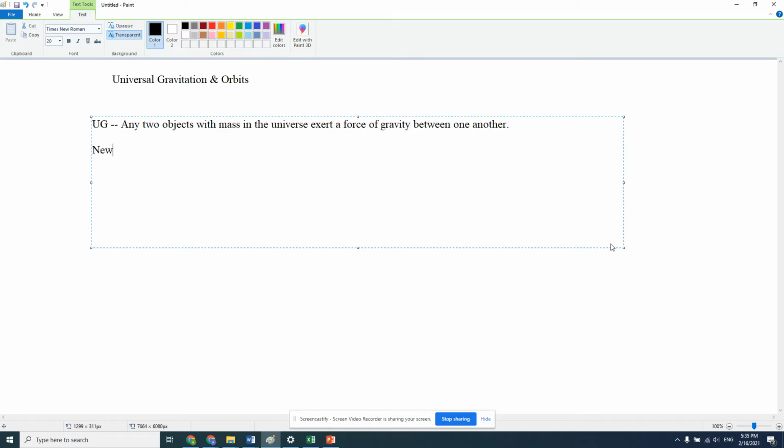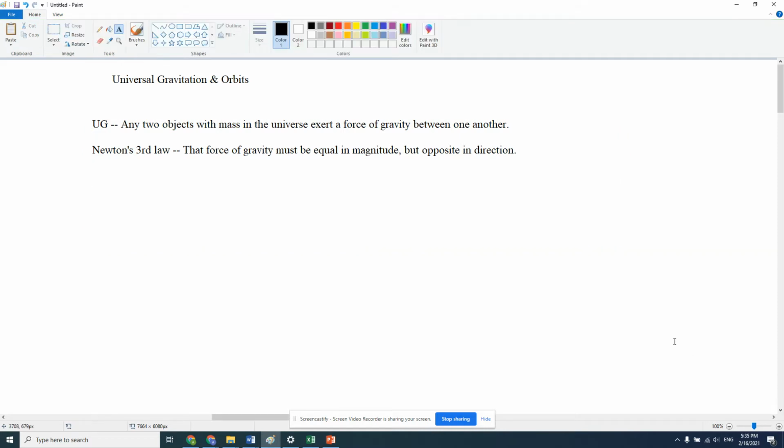Now, just a reminder, Newton's third law is going to tell us that that force of gravity must be equal in magnitude, but opposite in direction. So even if we're talking about something like the Earth and the sun, the sun pulls on the Earth because the sun has mass and the Earth has mass. Likewise, the Earth pulls on the sun because the sun has mass and the Earth has mass. Now, which one pulls harder? Does the Earth pull harder on the sun, or does the sun pull harder on the Earth? And the answer is obviously they're the same because of Newton's third law. They must be equal in magnitude, but the Earth is pulling the sun in one direction while the sun is pulling the Earth in the opposite direction. Namely, they're pulling towards each other.